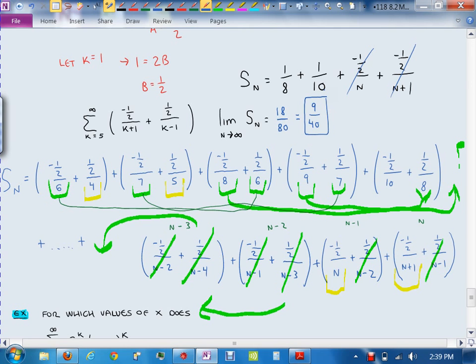Before our test, yes. So Wednesday, 8.3, which is going to be convergence tests, and 8.4, which is more convergence tests, if I'm not mistaken, yeah. Make sure you do your homework, okay? This test is going to come fast, and there's a lot of material here.